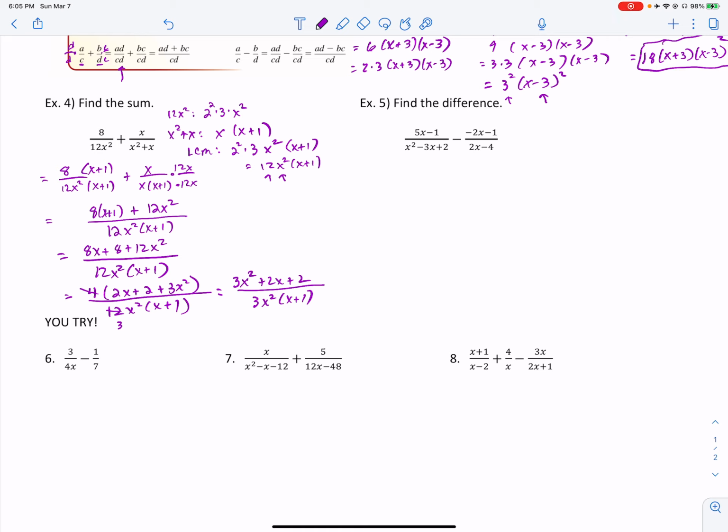And you cannot cancel those 3x squared. Because in the numerator, it's being added to things. And when it's being added like that, you cannot cancel those. And so it is possible that that numerator could factor. But I'm just going to copy that numerator, and I'm going to bring it to a different page.